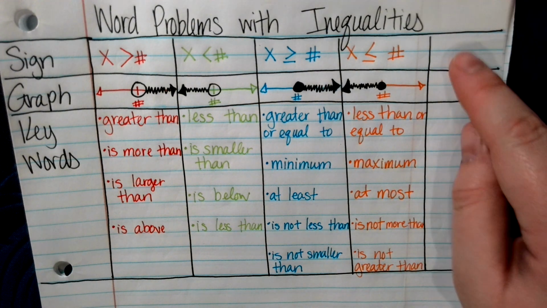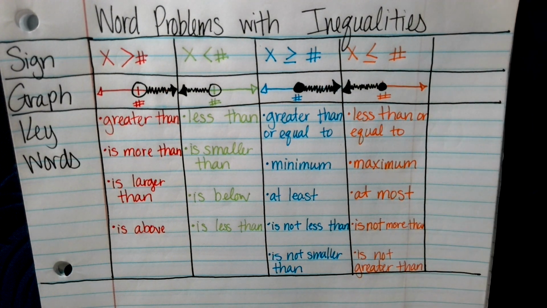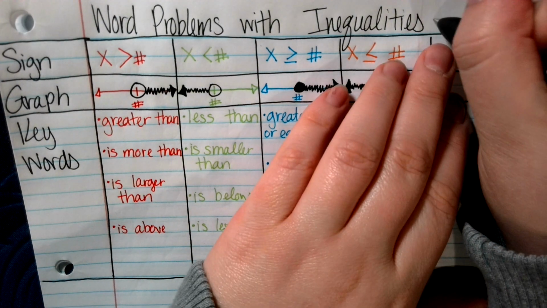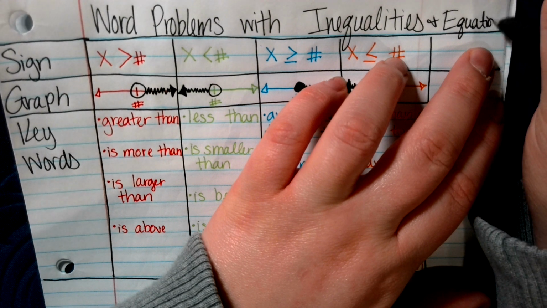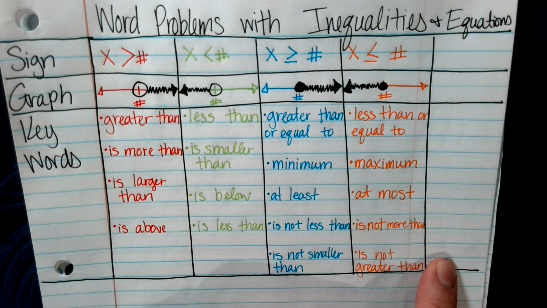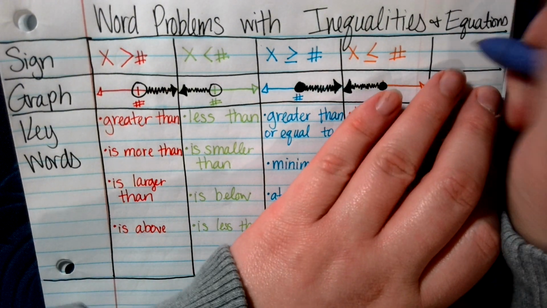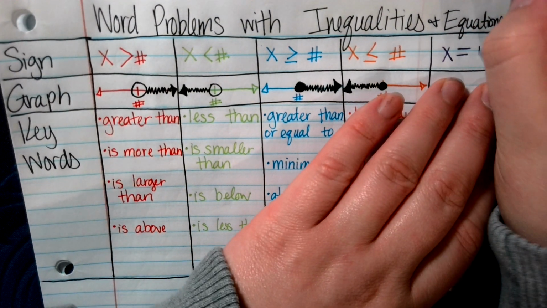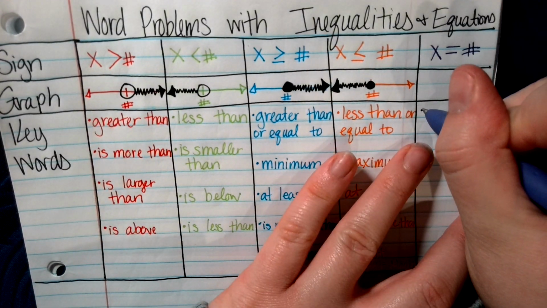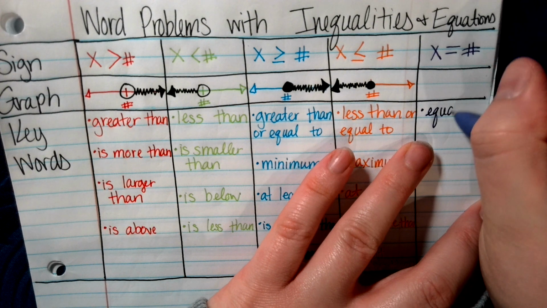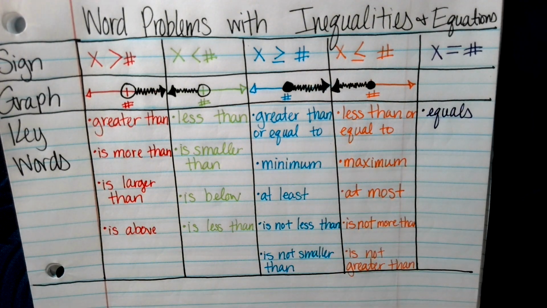So those are our inequalities, but I just want to show you the difference between inequalities and equations. That's what this last box is for. This last box is for equations, so you can see the difference. If x equals some number, like we said, if it's an equation, one of the key words that we might see is equals.